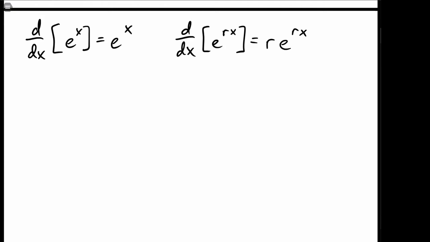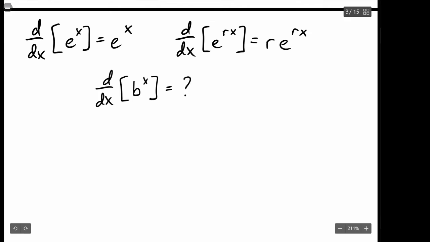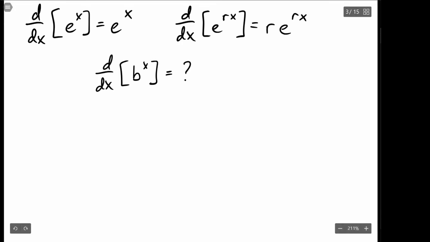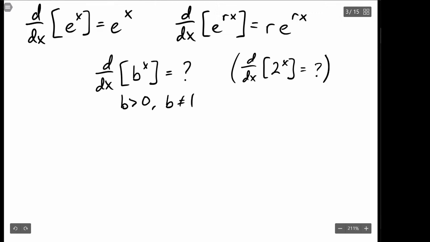These two are going to give us a lot of ground, because the question we really want to ask is, how do we compute the derivative of b to the x? A specific example of this would be, what's the derivative of 2 to the x? Here, b is your usual greater than 0, not equal to 1 kind of business. But anyway, how do we compute this?